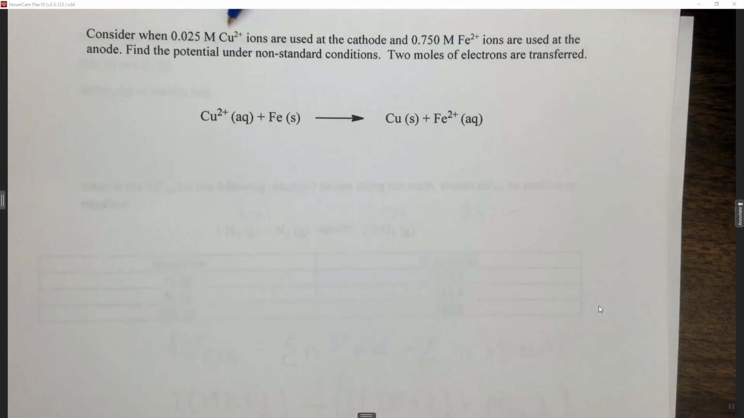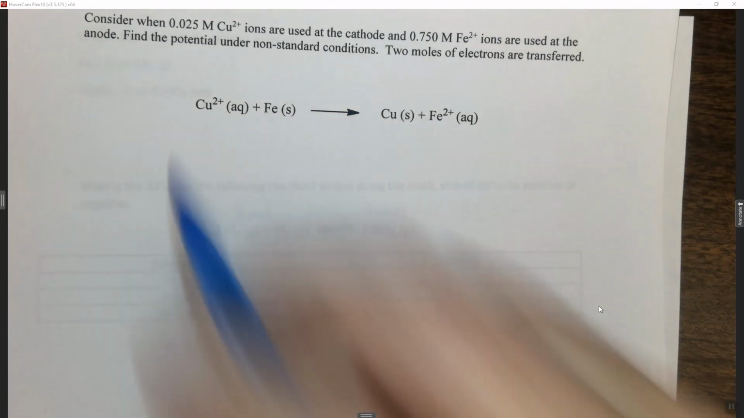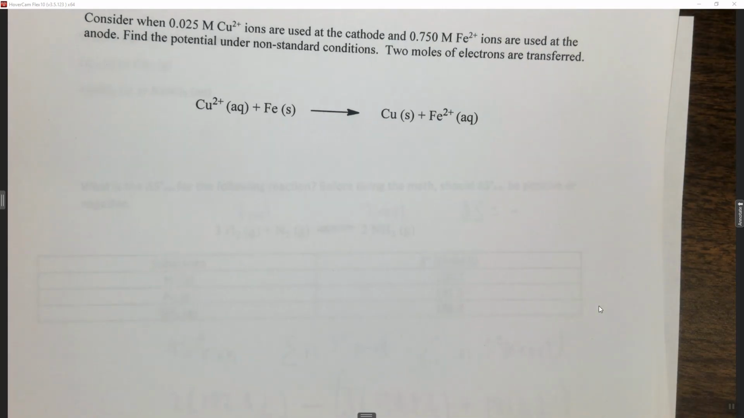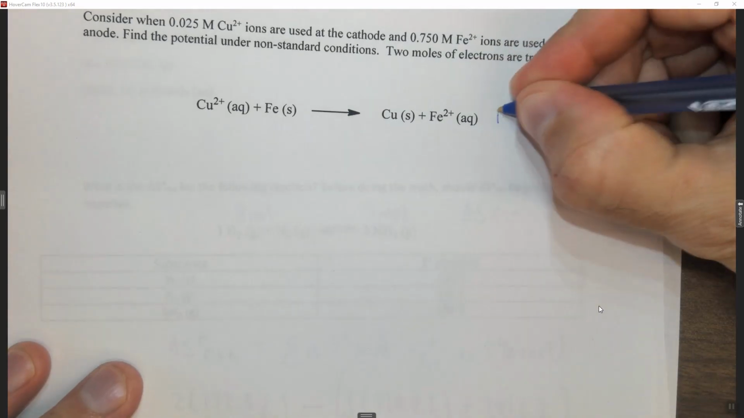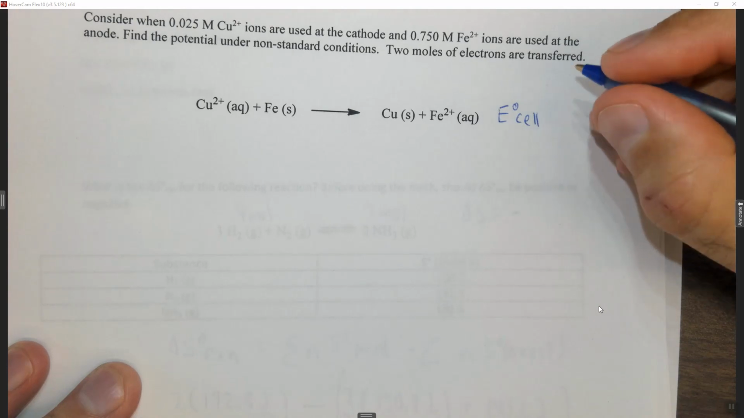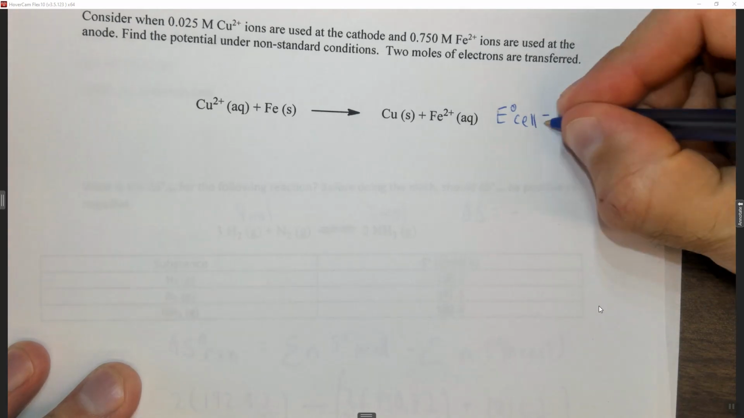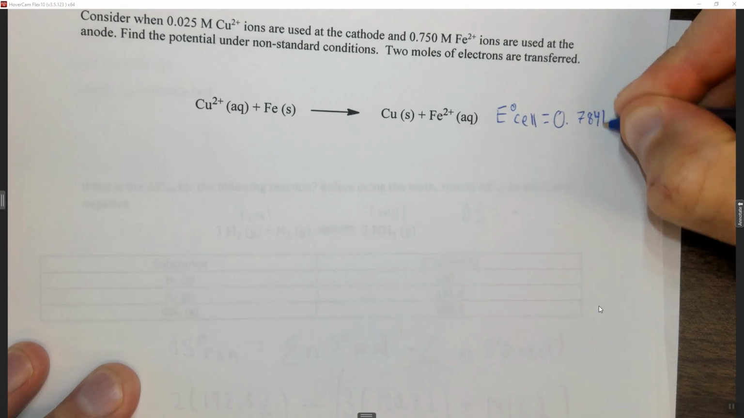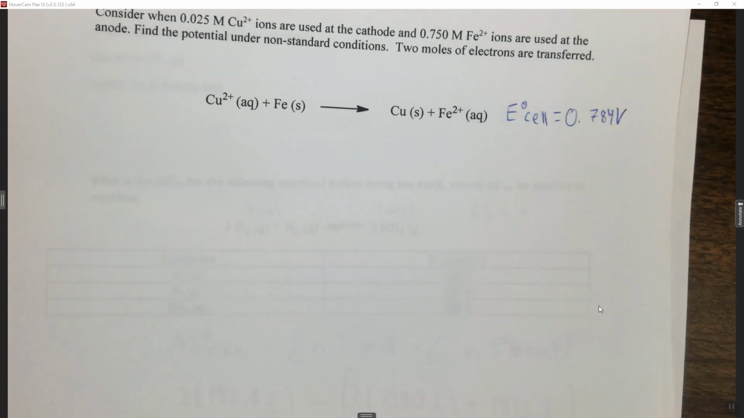All right, so this question says, consider when 0.025 molar Co2+ ions are used in the cathode and 0.75 molar Fe2+ ions are used in the anode. Find the potential under non-standard conditions, and it tells us that 2 moles of electrons are transferred, which we could see from the reaction. So we've already found the standard E cell for this, and we used it in the previous question and in a few previous questions from that. We actually found it, and it's 0.784 volts.